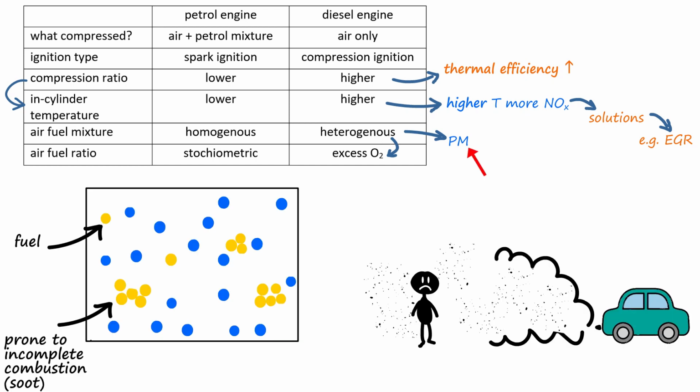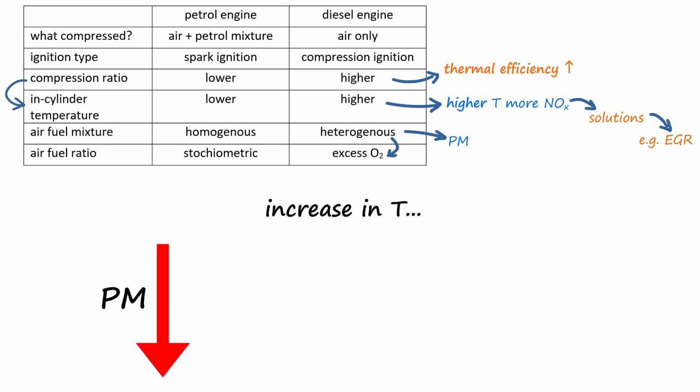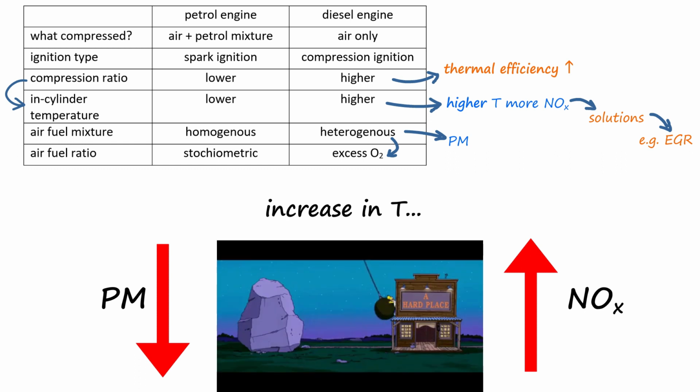Second consequence of heterogeneous air-fuel mixture is particulate matter. In spite of all the effort, oxygen delivery is not perfect and soot is created, which is not that big an issue for petrol cars. It's interesting to notice that an increase of temperature reduces particulate matter but increases nitrogen oxides formation. So scientists found themselves between a rock and a hard place, and only the design of the DPF, diesel particulate filter, seems to bring some breakthrough.